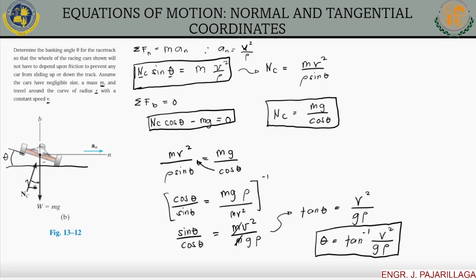If the velocity of the car is given, the gravity is a constant, and the radius of the curve. So, this is your theta in terms of velocity and radius of curvature. Okay? So, always remember this. Gagamitin nyo to sa topic na super elevation pag kayo ay nasa inyong 3rd year and 4th year level na. Okay? So, this is the formula for the super banking angle.